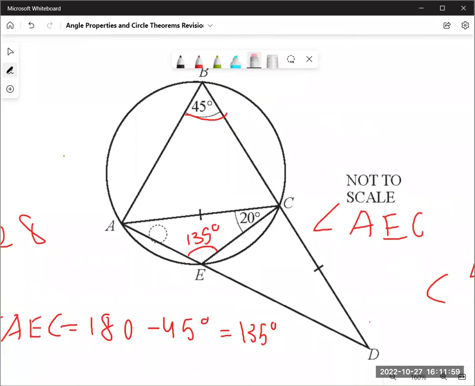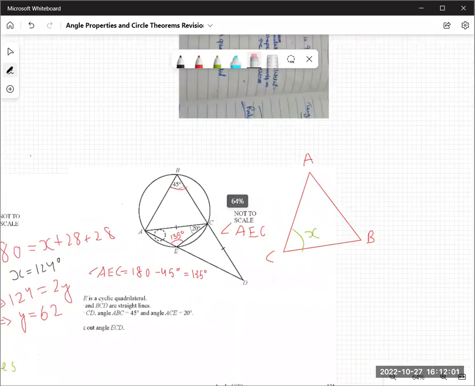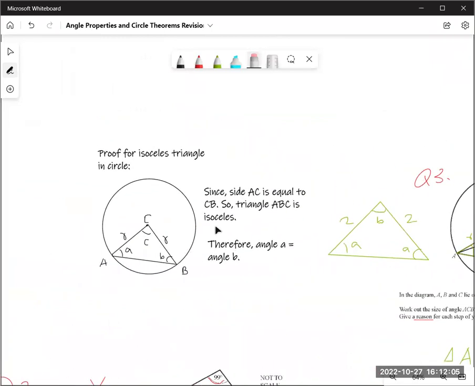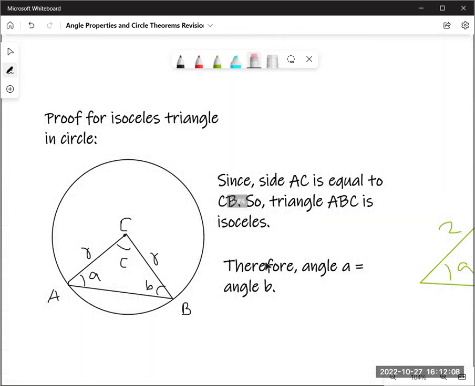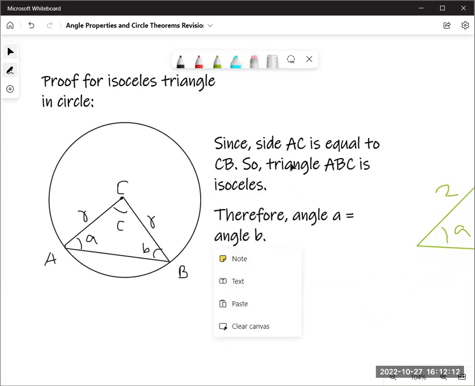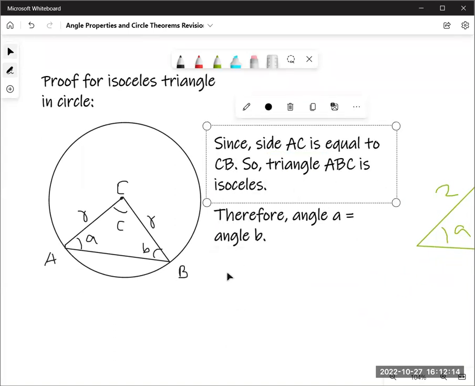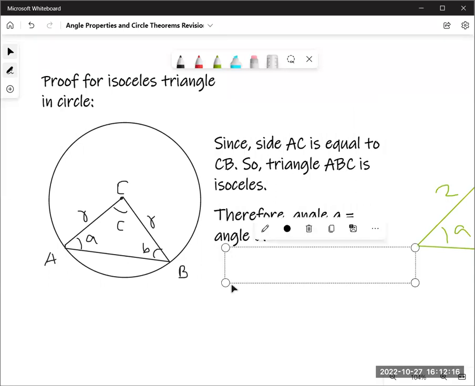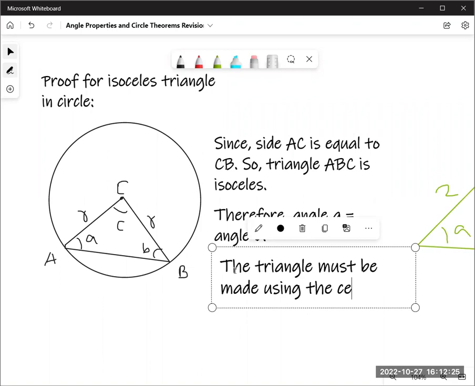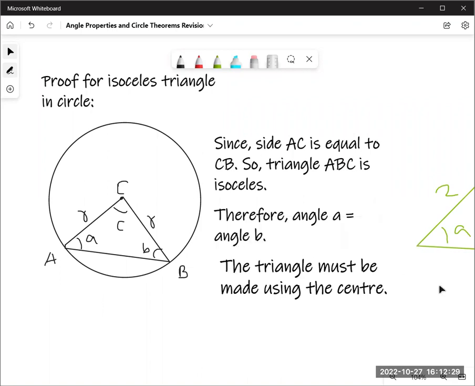Or we can do one more thing actually. Instead of doing that rule, it's not in the center. Read this rule right here. I'll add one more line here actually. The triangle, write this in your notebook: the triangle must be made using the center. Tell me when you're done writing.